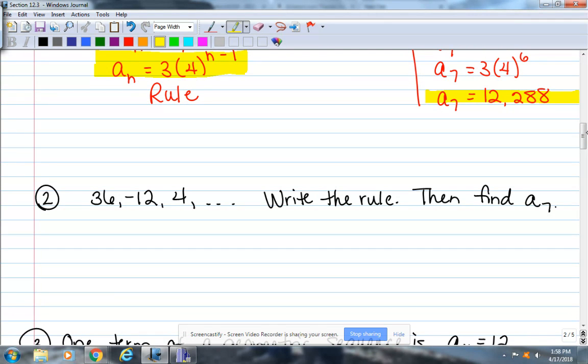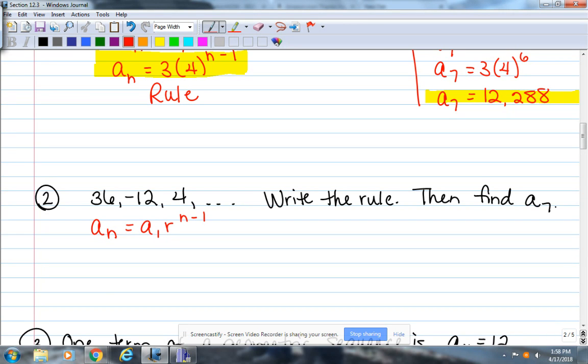We've got a series that starts 36, negative 12, 4. And then it continues on. That's what the dot, dot, dot means. Write the rule for the series, then find a sub 7 again. So we're still finding the 7th term again. So if we're finding the rule, remember we want to leave everything an n. So we use the formula again: a sub n equals a sub 1 times r to the n minus 1.